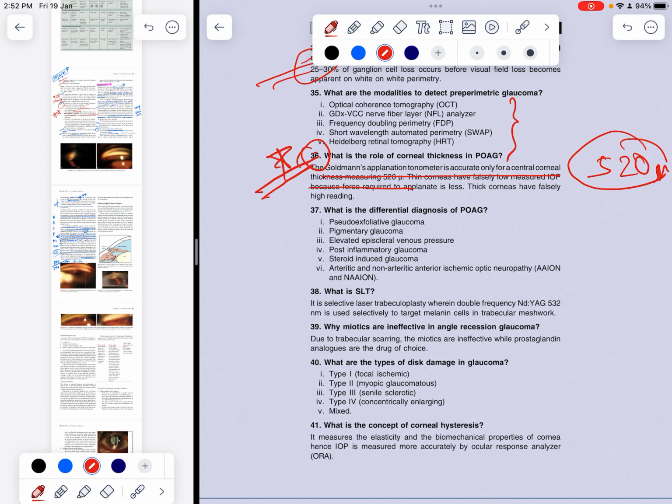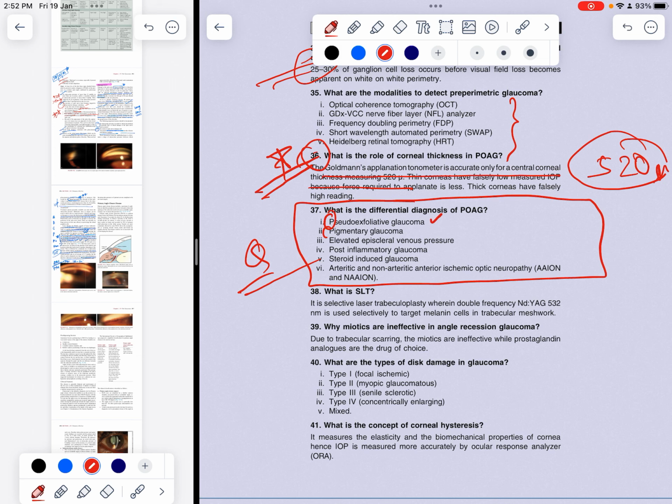What are the differentials? When you present a case of POAG, you are bound to be asked about the differential diagnosis of POAG. Pseudoexfoliation, remember P, pseudoexfoliation, P, again pigmentary, raised episcleral venous pressure. I would like to mention here elevated episcleral venous pressure is also caused by Sturge-Weber syndrome, where there is port wine stain. Just keep it in mind, you will have some extra marks. Again a P, post-inflammatory, then steroid induced and ischemic optic neuropathy.